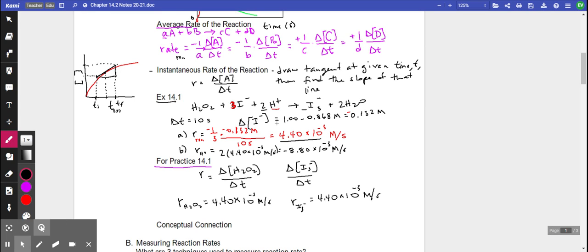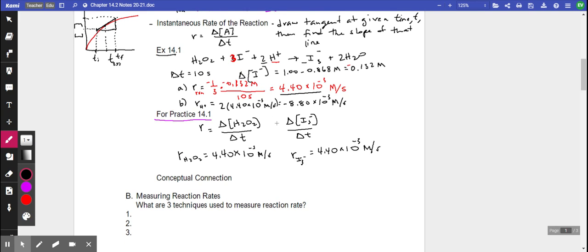Let's look at the conceptual connection. The conceptual connection says for the reaction A plus 2B yields C, under a given set of conditions, the initial rate is equal to 0.100 molar per second. What is the change? So this is the rate of the reaction. That's, remember, for 1 mole of this reaction going, and it's always positive. What is the rate of B?